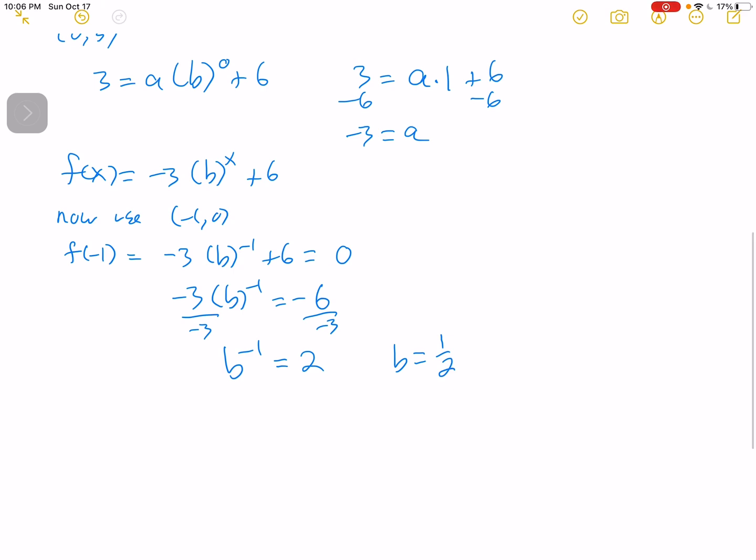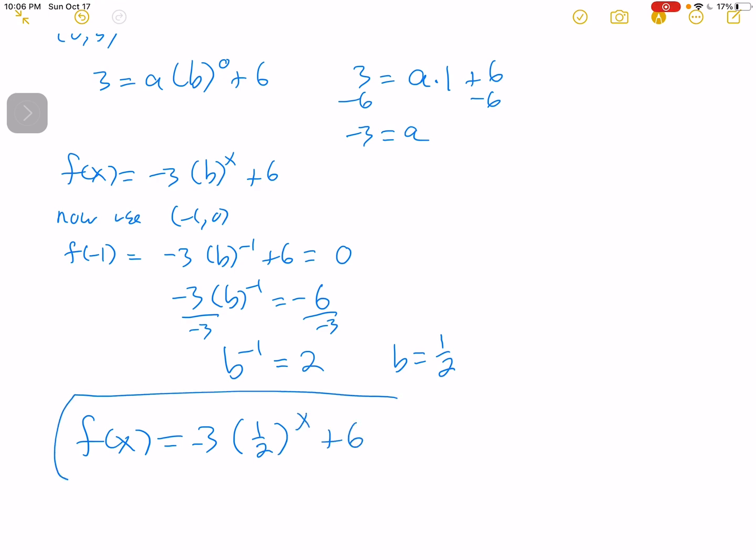And then we can put this all together: f of x equals, oh sorry, that was a negative 3, times 1/2 to the x power plus 6. And there's the equation.